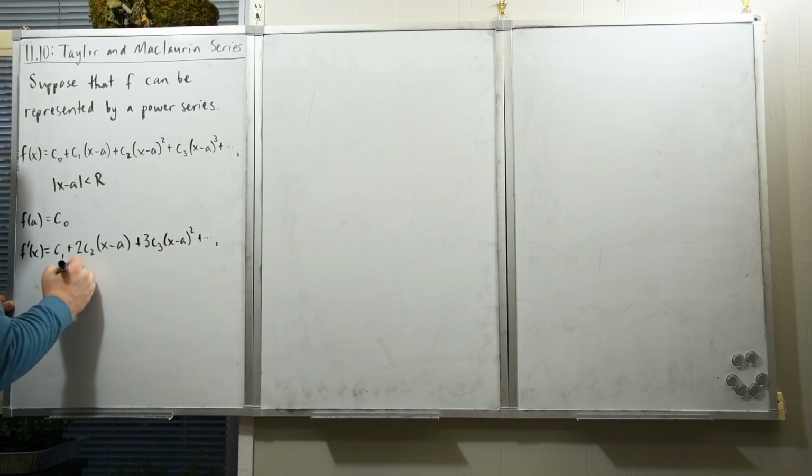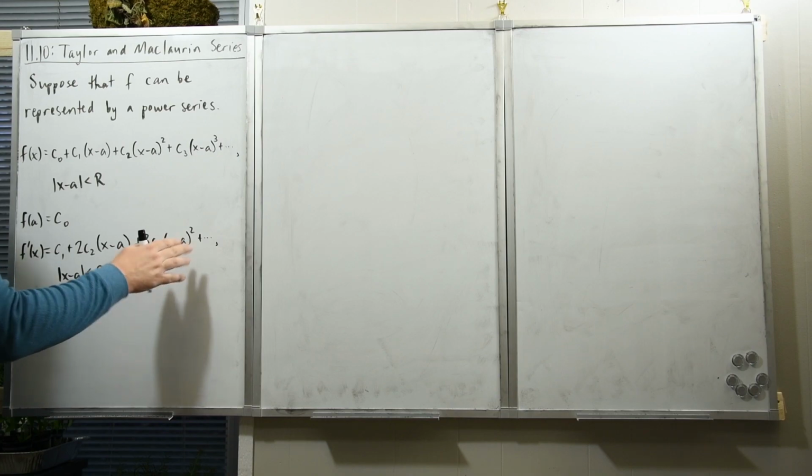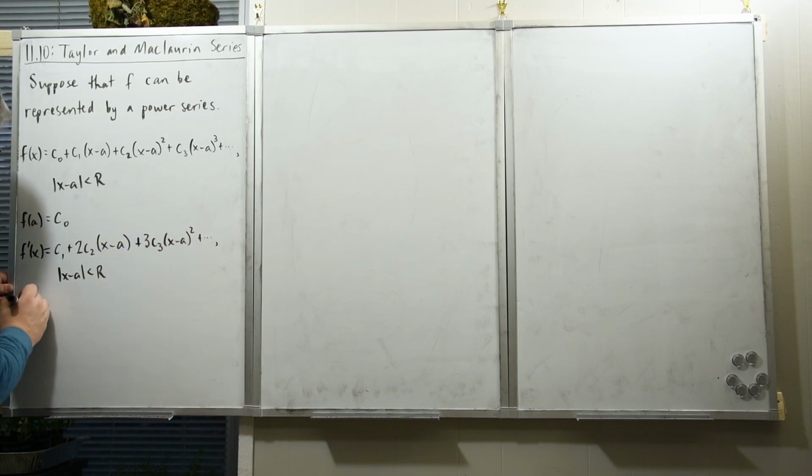And here, once again, we'll have the absolute value of x minus a is less than r. But if we apply the same type of technique by plugging in a this time to f prime of x, then what we see is that we're going to get c1 plus 2c2 times a minus a, which is going to be 0, plus 3c3 times the square of a minus a, which is going to be 0, and so forth. And what that tells us is that f prime of a is going to be the same thing as c1. So now we know what c0 and c sub 1 look like. C sub 0 is f of a, c sub 1 is f prime of a.